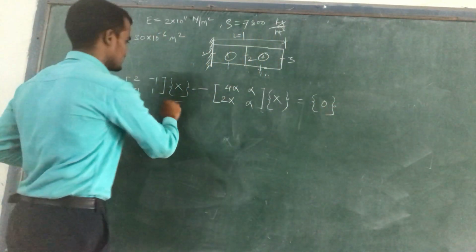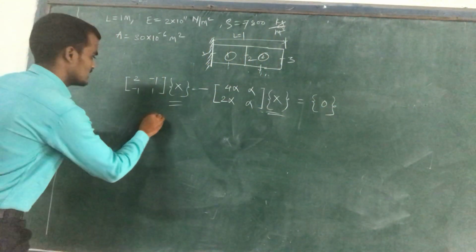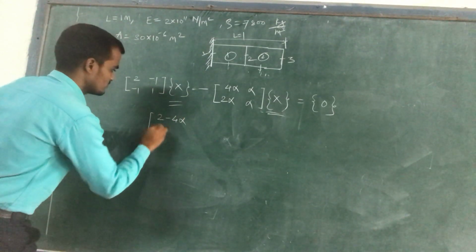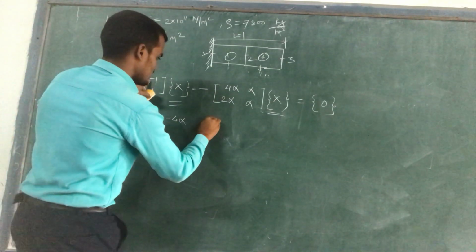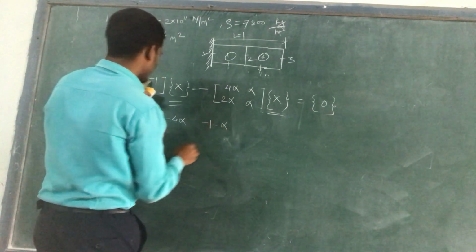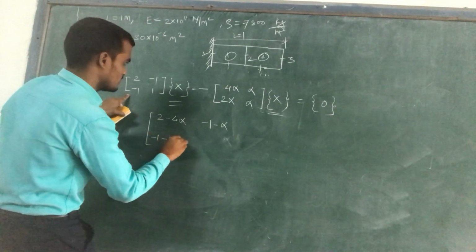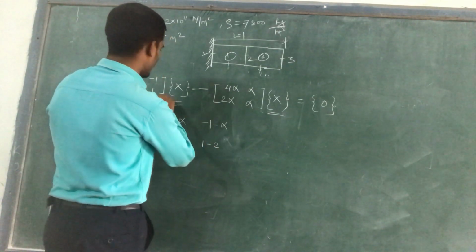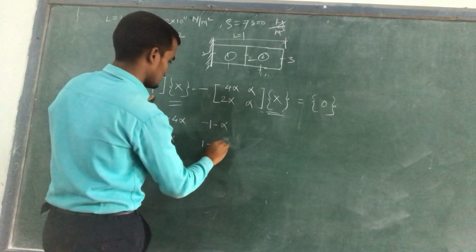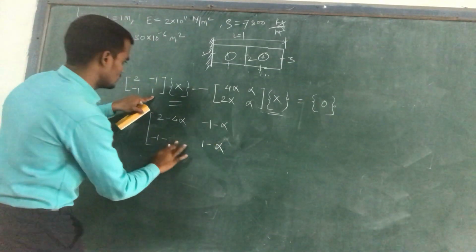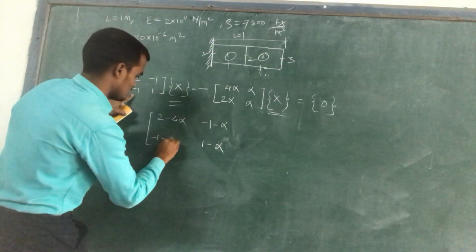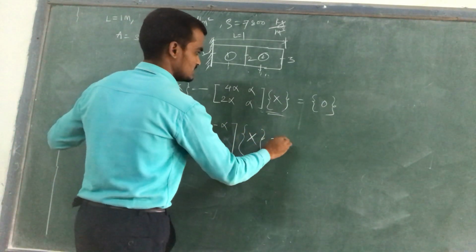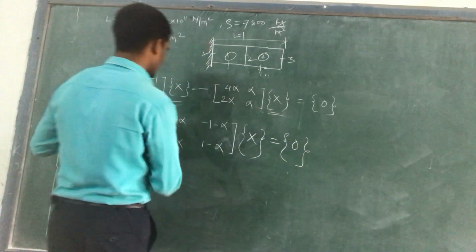So finally the x vector is common. So we can write down this as: first term will become 2 minus 4 alpha, minus 1 minus alpha, minus 1 minus alpha, and 1 minus 2 times alpha, here 2 alpha minus 1 minus 2 alpha, into x is equal to 0.